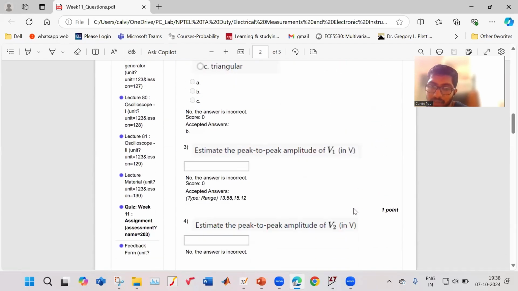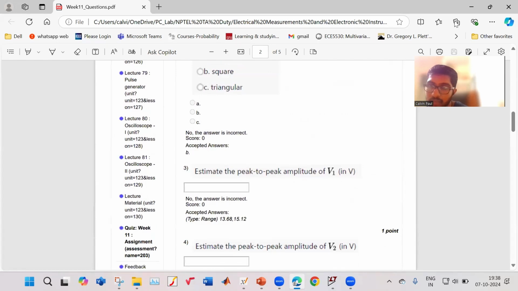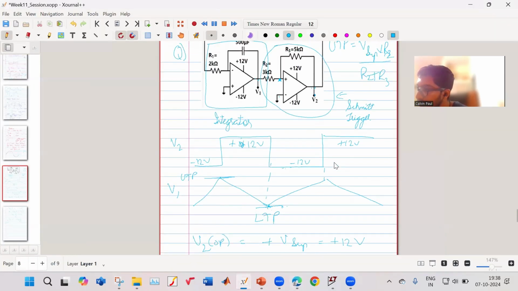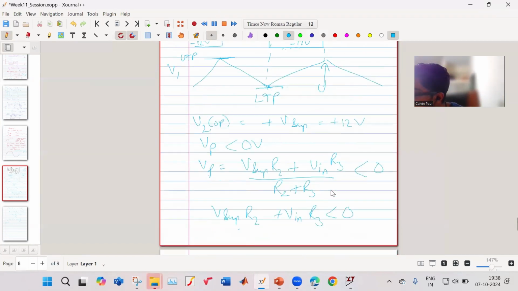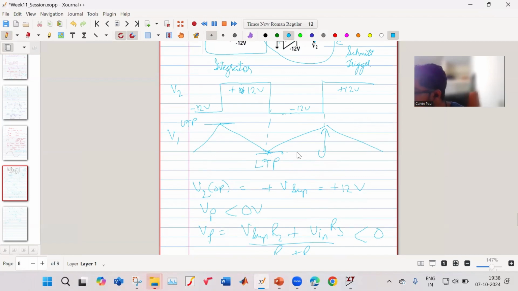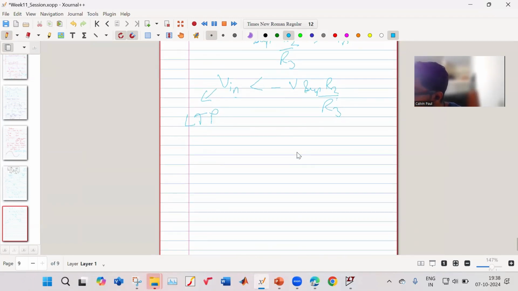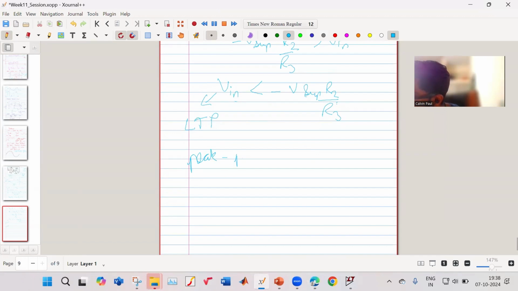फिर एस्टिमेट द पीक टू पीक एम्पलीट्यूड ऑफ V1। तो इसका पीक टू पीक वैल्यू क्या है? पीक टू पीक आपका रहेगा अपर ट्रिगर पॉइंट माइनस लोअर ट्रिगर पॉइंट। It is V supply into R2 by R3 minus of minus V supply into R2 by R3. So this is 2 into V supply into R2 by R3.